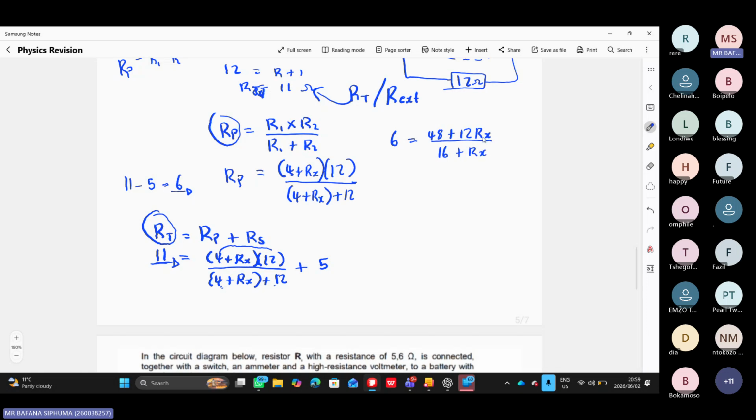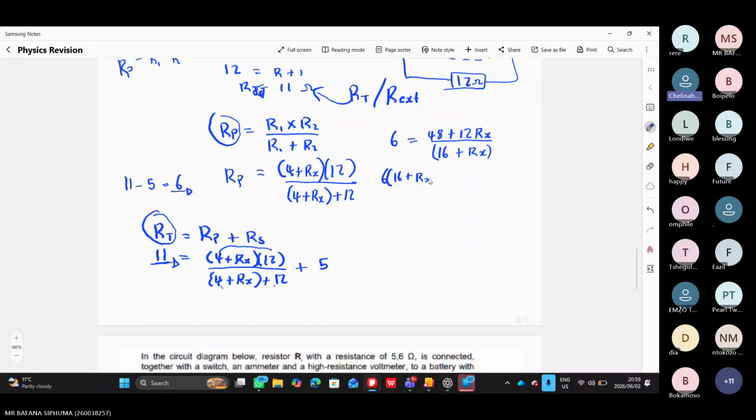Right. There, from here, how do I solve the maths here? Do I cross multiply everything by the denominator? Yes, so you multiply 6 with 16 plus Rx.